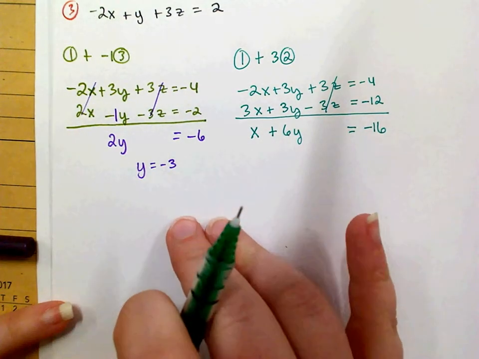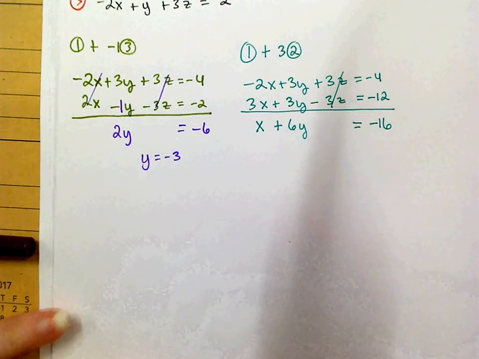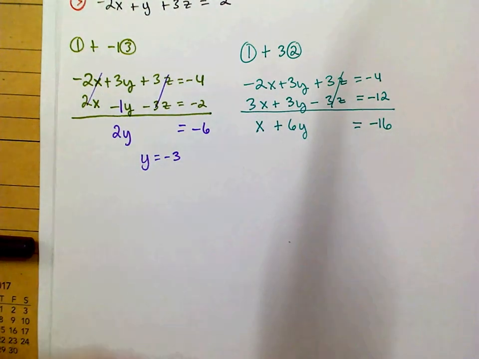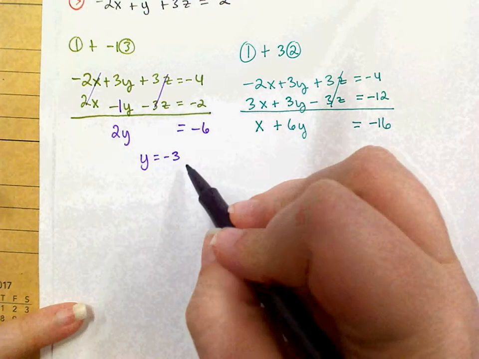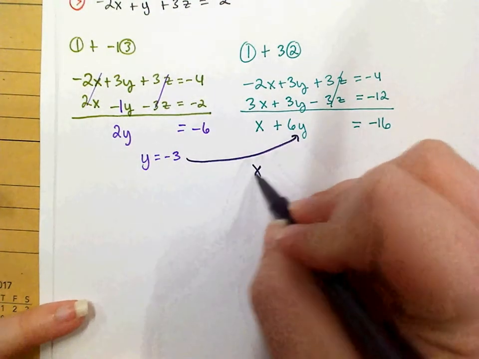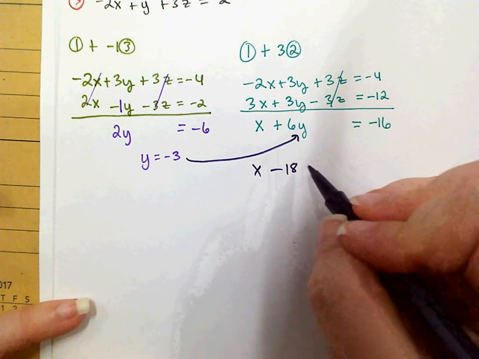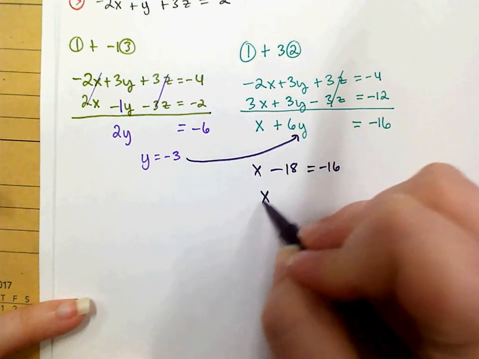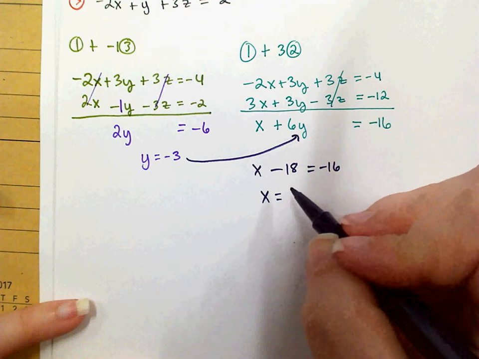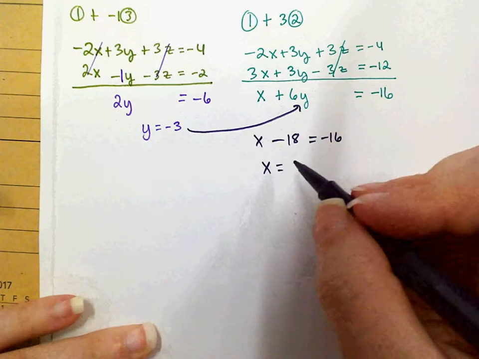But as it is, I don't have to, because I already know that y equals what? Negative 3. So if y equals negative 3, then I know that x minus 18, because 6 times negative 3 is negative 18, equals negative 16, which means x equals what? Yeah, add the 18 over and I get positive 2.